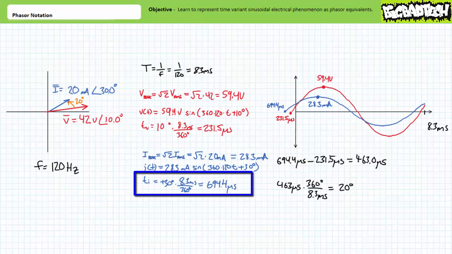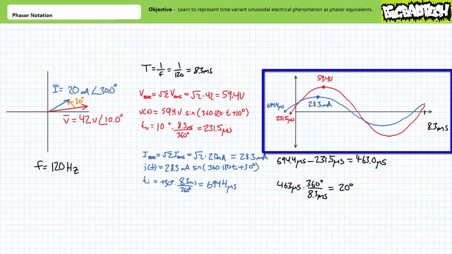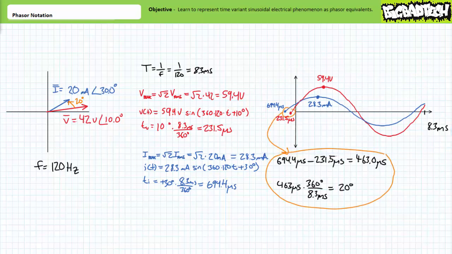Given current is phase shifted by 30 degrees, this corresponds to a shift of approximately 694.4 microseconds, as this operation illustrates. If we were to plot the current waveform, it peaks at approximately 28.3 milliamperes, has a period of approximately 8.3 milliseconds, and appears to be shifted approximately 694.4 microseconds in advance of our previously agreed upon reference.